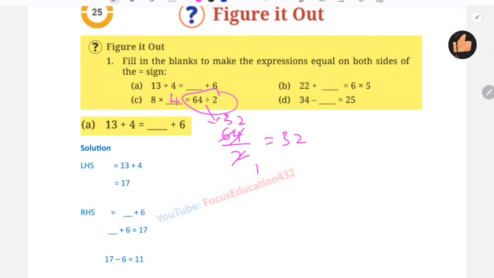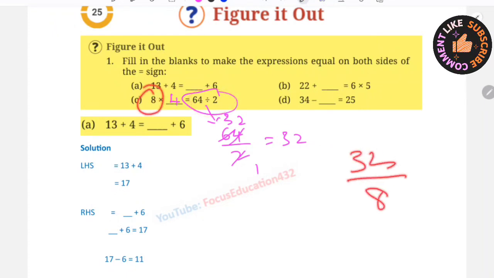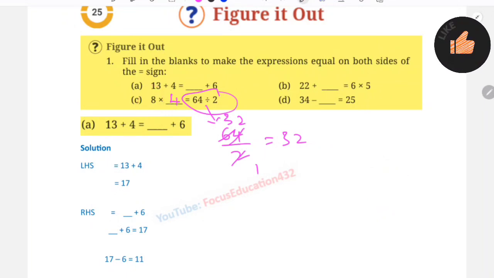So how are we getting this? On the right side we are having 32, on the left side we are having 8. So 32 divided by 8 is nothing but equal to 4.